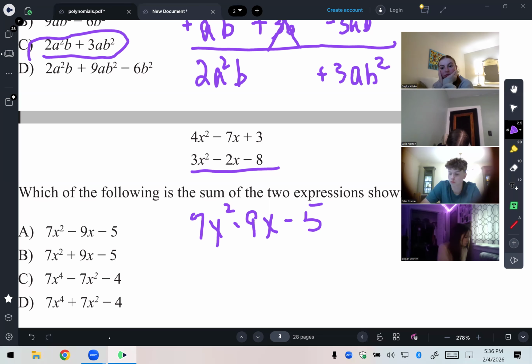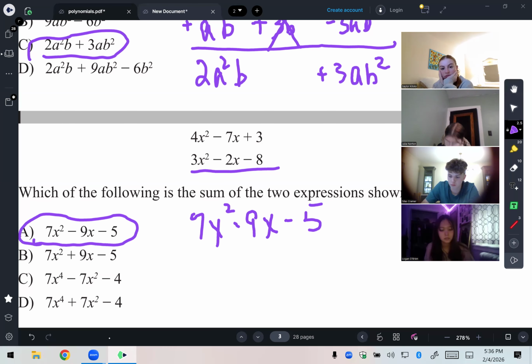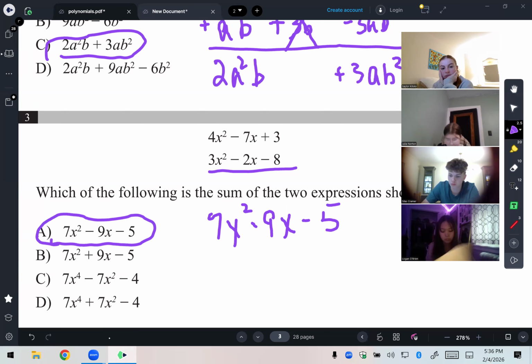So we're just adding these. We're on page 3 of the packet. And so it's beginning to look a lot like A. Okay, let's go on to the next one.